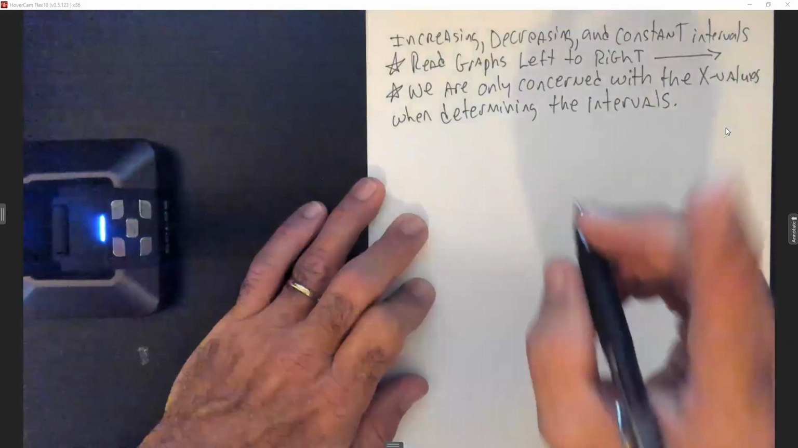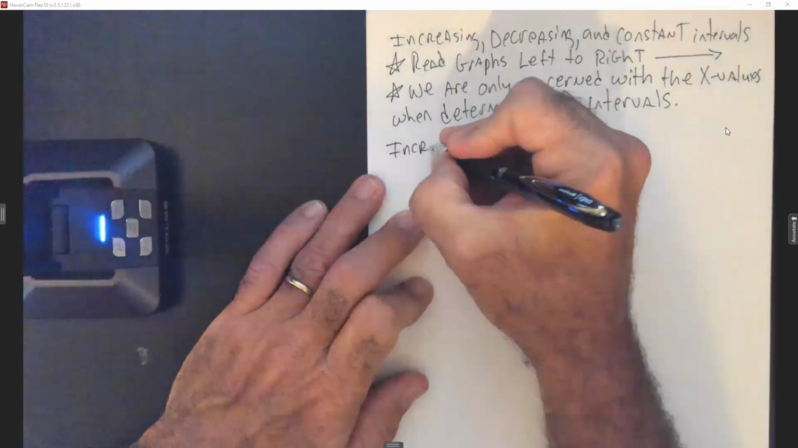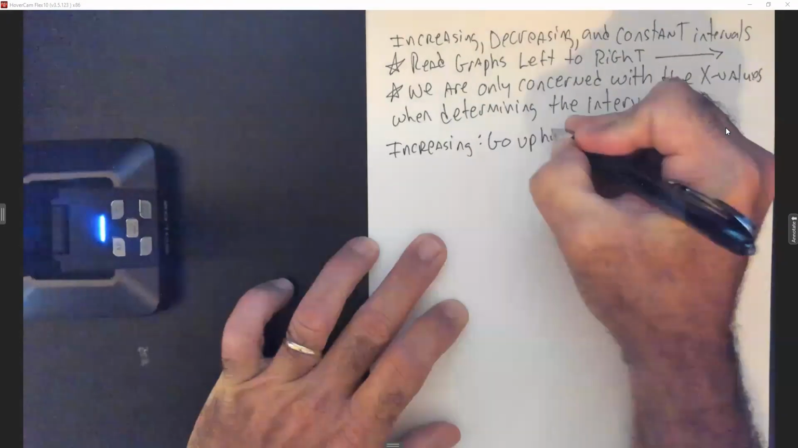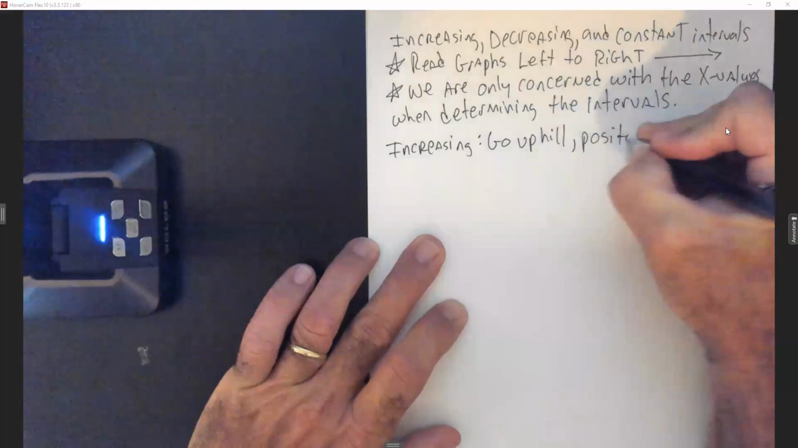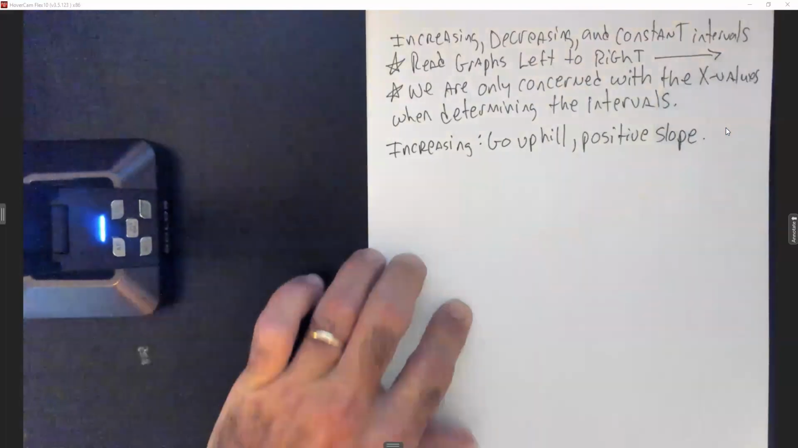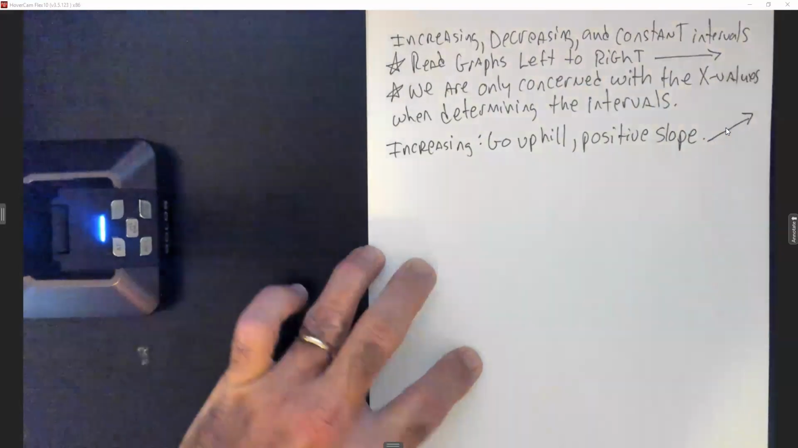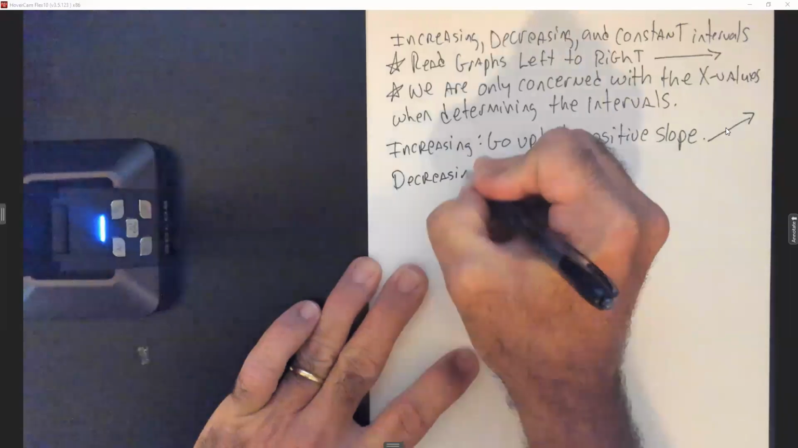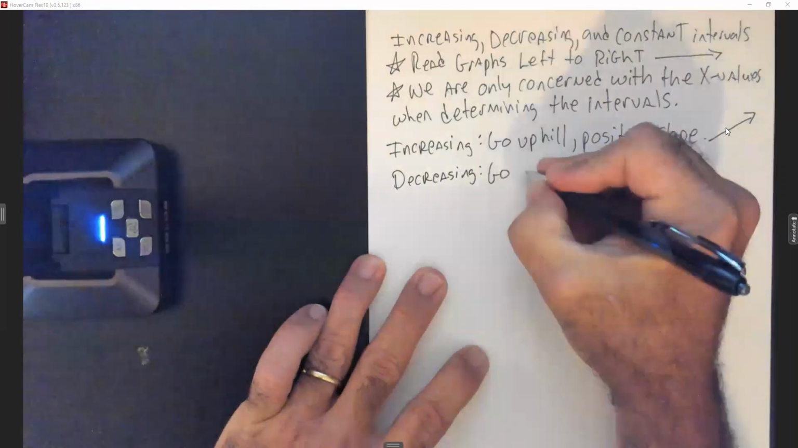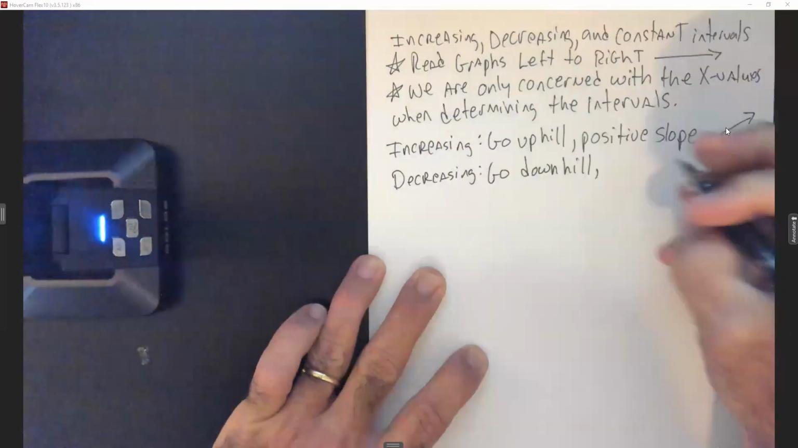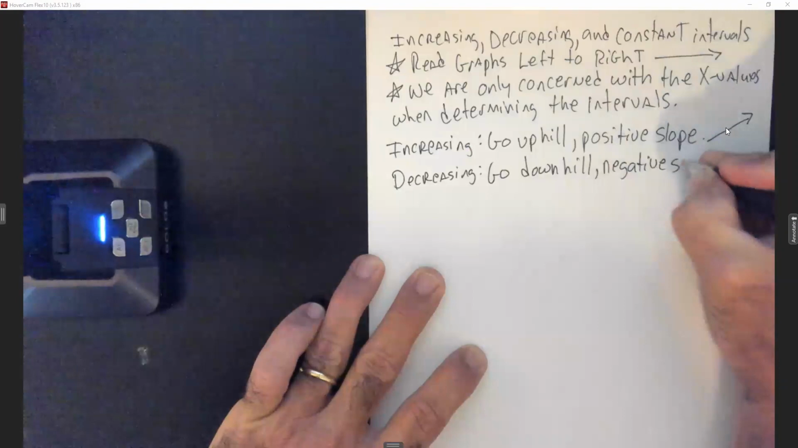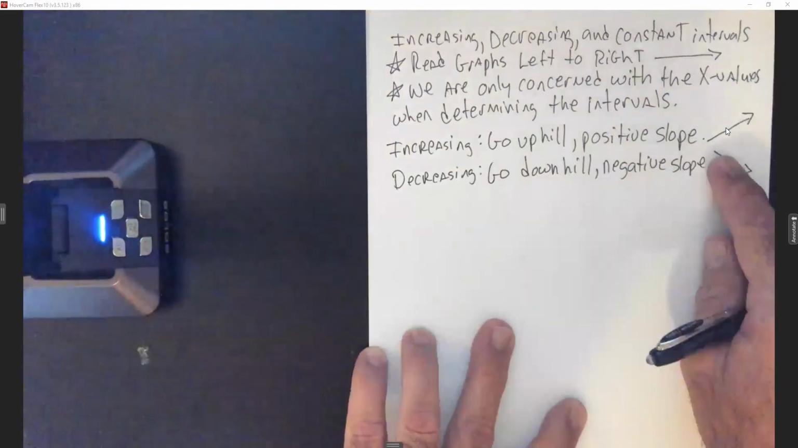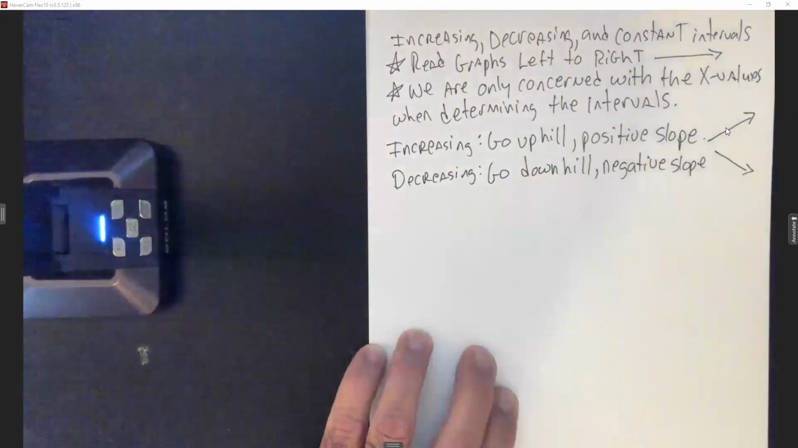Now, to be increasing, intervals go uphill, left to right. So they go uphill and they have a positive slope. So from left to right, they got to go upwards, okay? Decreasing is going to go downhill left to right, which means it has a negative slope. So if a graph is going downhill from left to right, that means those y values are actually decreasing as you go through, okay?